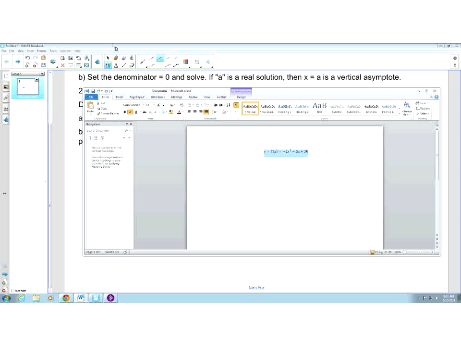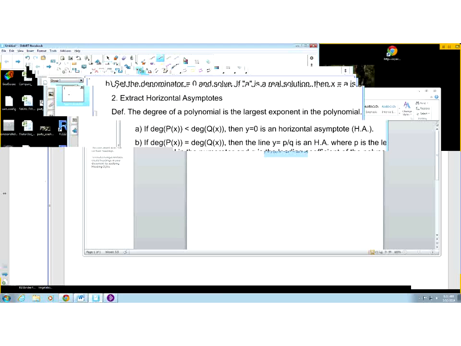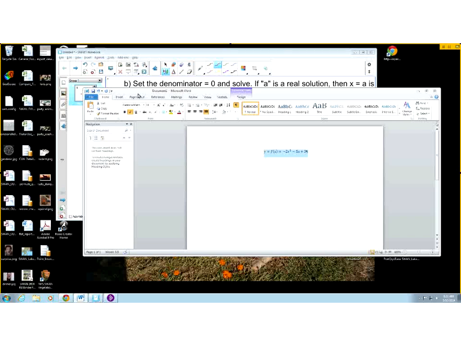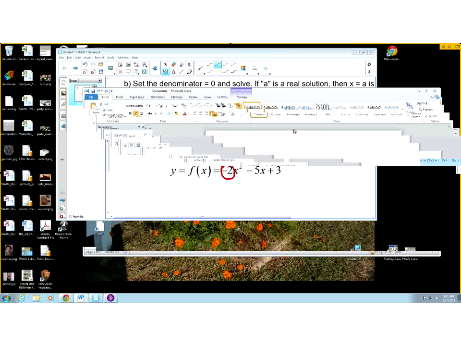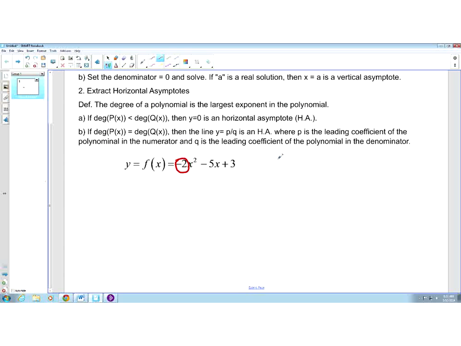Okay? So right there, y equals P over Q is the horizontal asymptote. All right, and then there's another consideration.